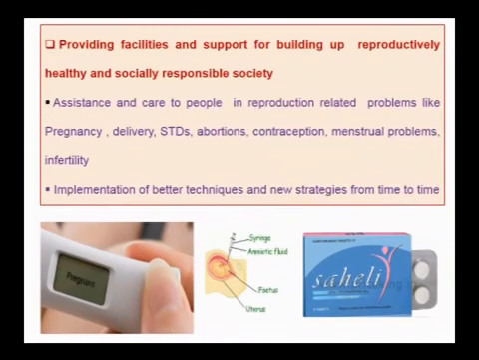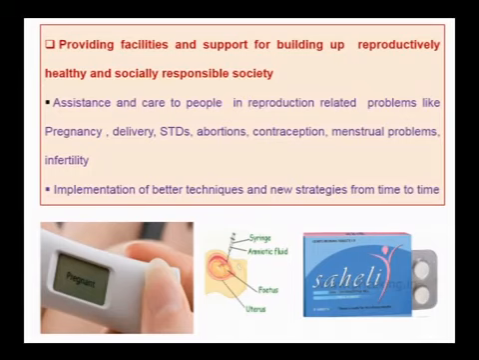Other goal is providing facilities and support for building up a reproductively healthy and socially responsible society. Assistance and care to people in reproduction related problems like pregnancy, delivery, STDs, abortions, contraception, menstrual problems and infertility. Implementation of better techniques and new strategies from time to time, and one such example is Saheli. It's a new oral contraceptive developed by CDRI Lucknow, Central Drug Research Institute, Lucknow.